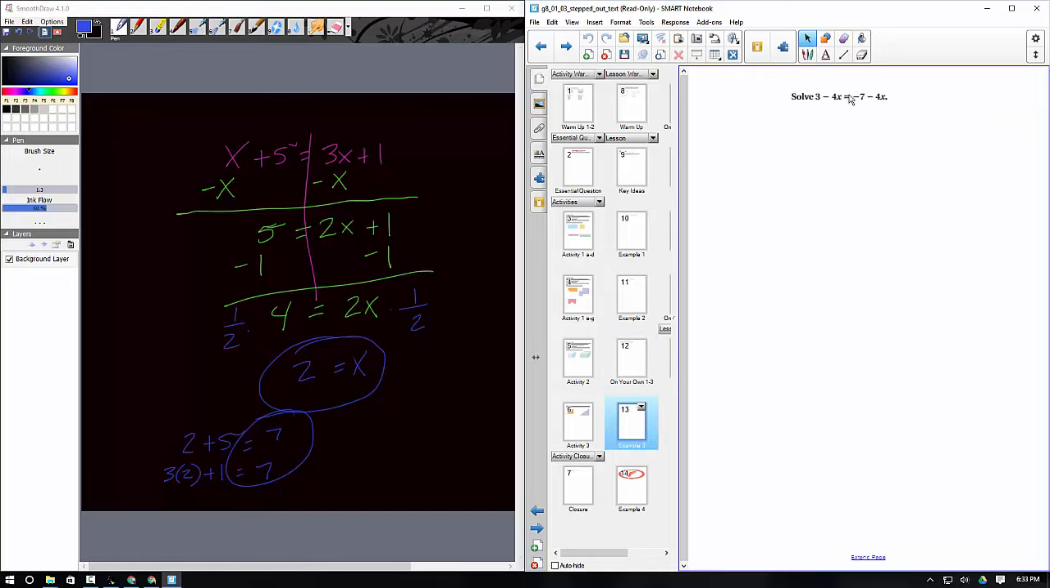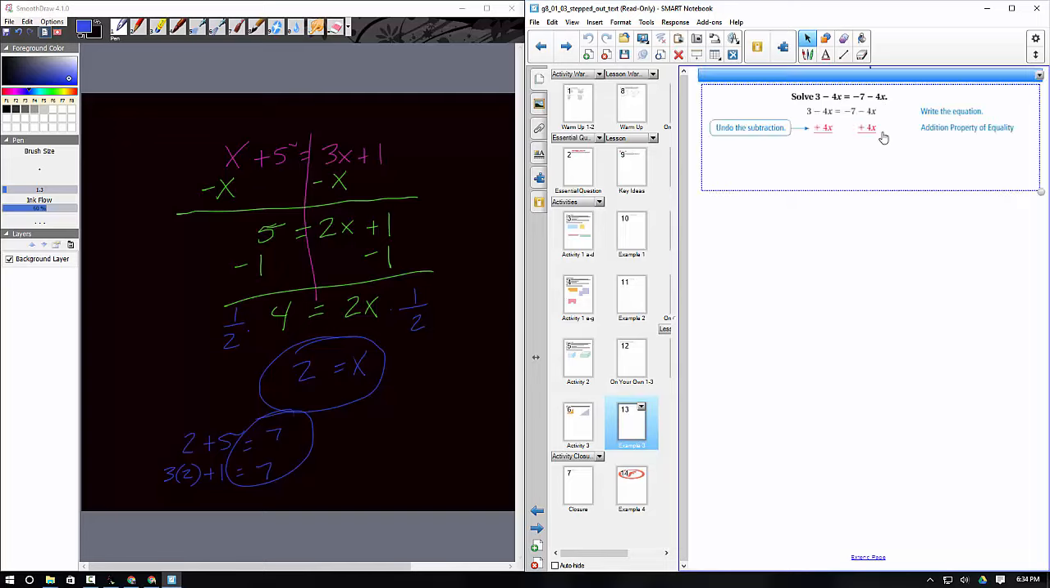This one here, you want to first of all draw the line down. Now this one's tricky because if you look at it, if I add 4x to both sides, I'll have a 0. I have no x. So when I do this, I'll have 3 equals negative 7. And that doesn't make any sense. That's not true. So the equation has no solutions if you have it like this. And hopefully you understand why.